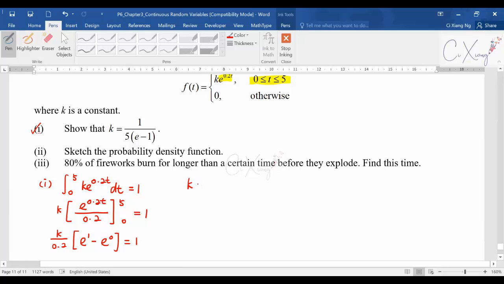Then after that, k equals 0.2 divided by e power 1 minus 1. Please take note that this e power 0 here is 1. So this bracket, bring it down, becomes e power 1 minus 1. 0.2, if you change it to a fraction, you will get 1 over 5 e power 1 minus 1. So this is how you show that k is equal to this value.